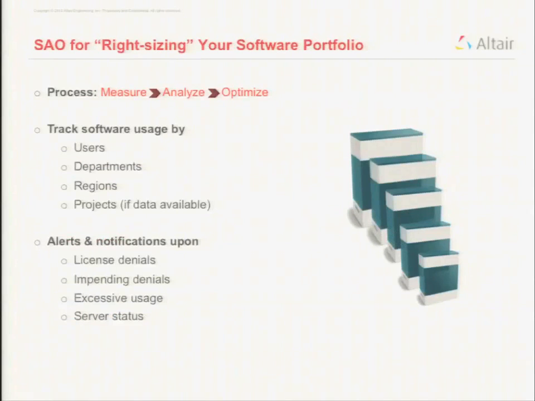So we want to look at how we track the software: by users, by departments, by regions, by projects, if data is available, who's using what, and also alerts and notifications on license denial. Imagine your license servers are serving different needs. There are interactive products, and there are products that are running on HPC.